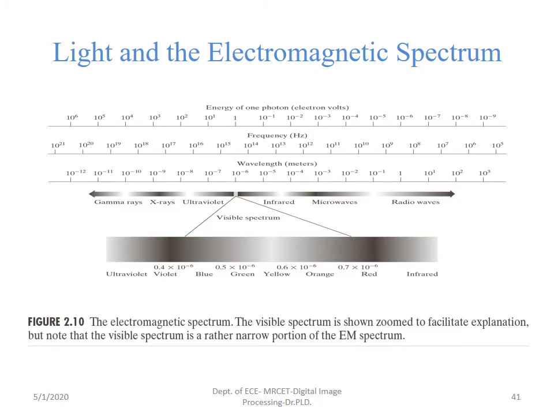Then here also in digital image processing, it's very essential to discuss the electromagnetic spectrum. The electromagnetic spectrum varies from a minimum frequency level to the maximum frequency level. This figure shows the frequency levels from 10 power 5 to 10 power 21, with the energy of one photon. The middle scale shows the frequency in hertz, and the bottom scale shows the wavelength. The relation between the frequency and wavelength is c equals f lambda.